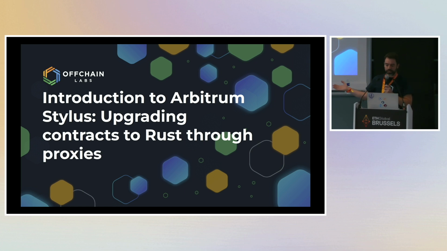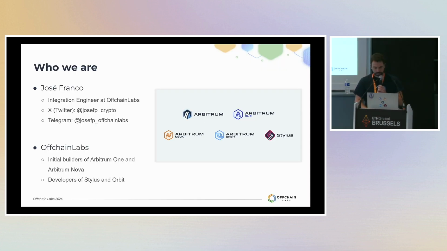We're going to talk today about Arbitrum Stylus, and specifically how to upgrade a contract that is written in Solidity to a Rust contract, right? Through proxies.